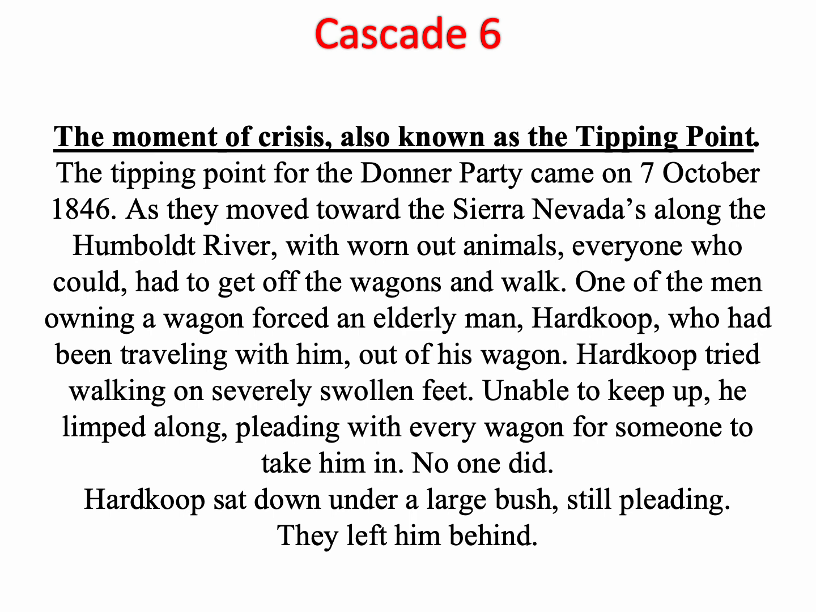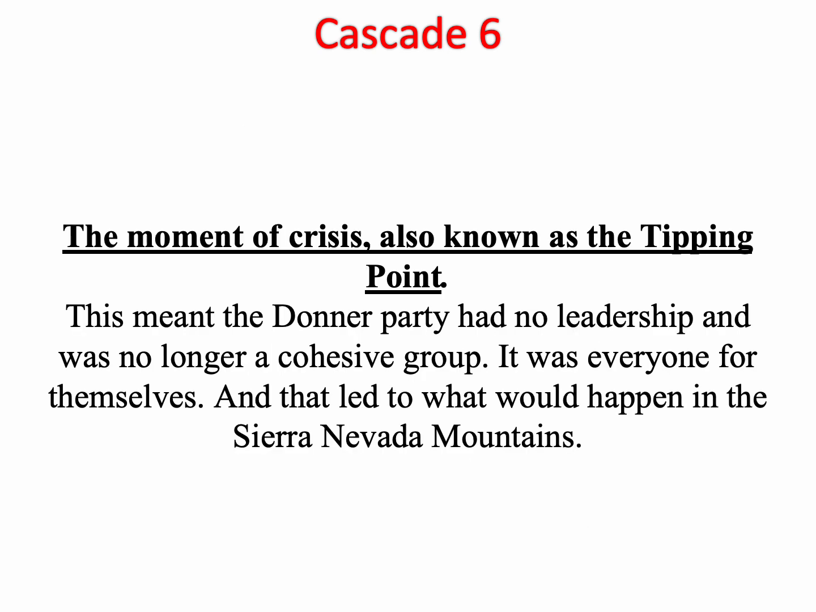On 7 October 1846, as they came up to the Sierra Nevadas along the Humboldt River, everybody was exhausted. The animals were tired, so everyone had to get off the wagons and walk. There was an old man, Hardcoop, who couldn't walk, and he kept asking people if he could get in their wagon, and no one allowed him in. He sat down, and they left him behind. When they made that decision, it was everyone for themselves. Okay, they were no longer a cohesive group. They had no leadership.